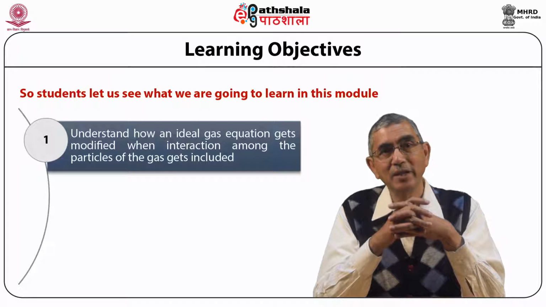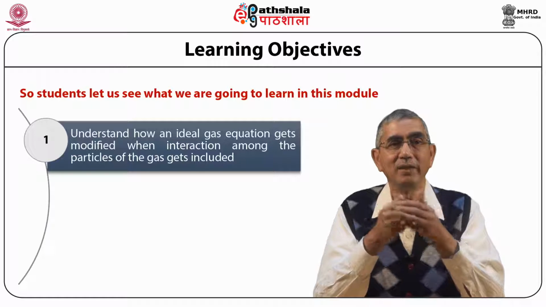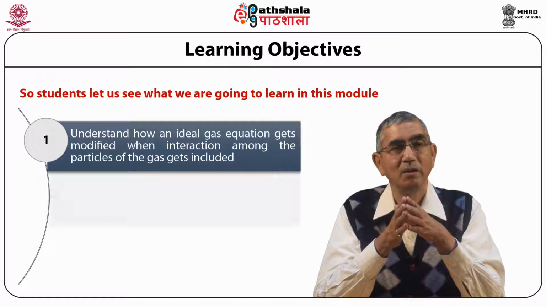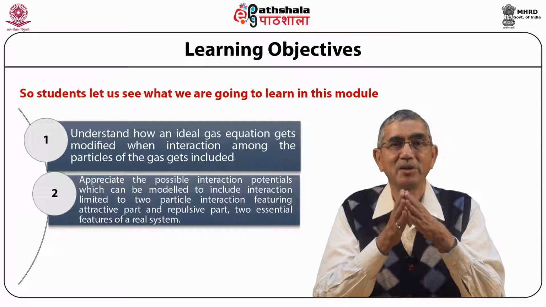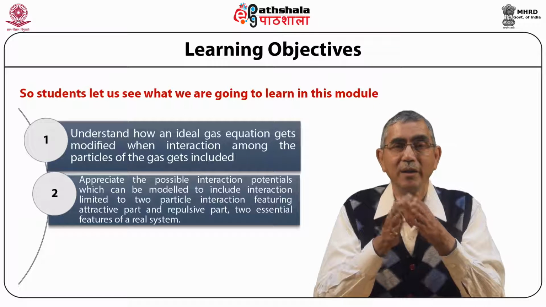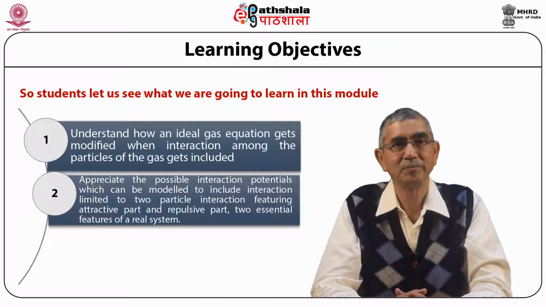We will try to understand how an ideal gas equation gets modified when interaction among the particles of the gas gets included. We will also appreciate the possible interaction potentials which can be modeled to include interaction limited to two-particle interaction featuring attractive part and repulsive part, two essential features of a real system.